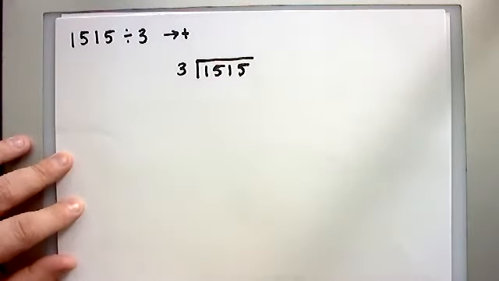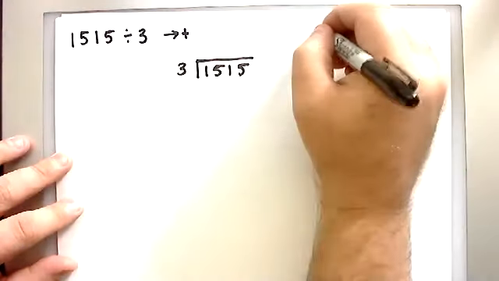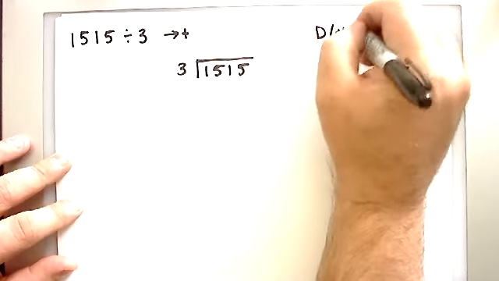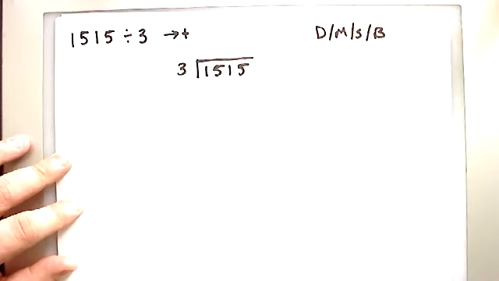1,515 on the inside. Be careful. If you're telling me the answer is 55, you're jumping through it and you're not doing all the steps. Be careful. There are 4 steps to long division: divide, multiply, subtract, and bring down.